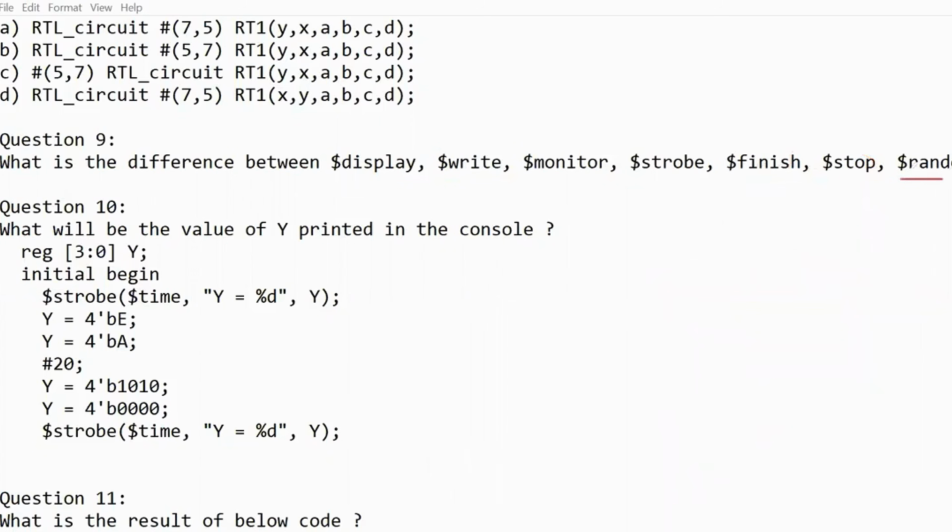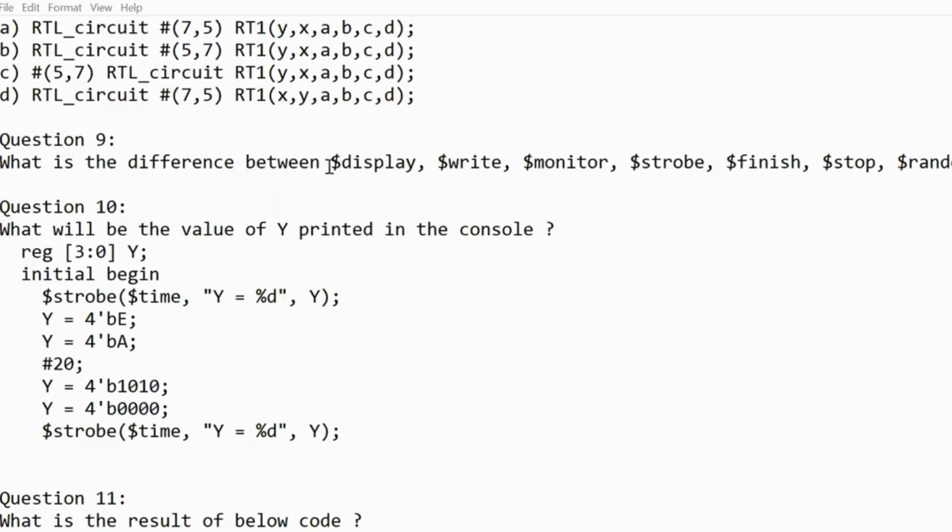And what is meant by $random? It generates a random value. $random means there is no need to give hard-coded values for the input variables; directly it will randomize the value. That is one of the benefits when we are using a complex number of variables. So that is $random.